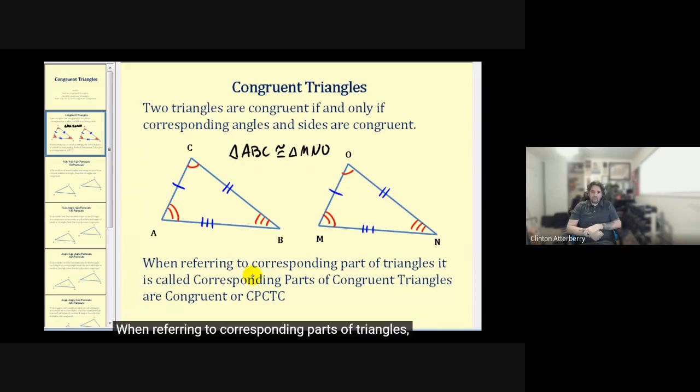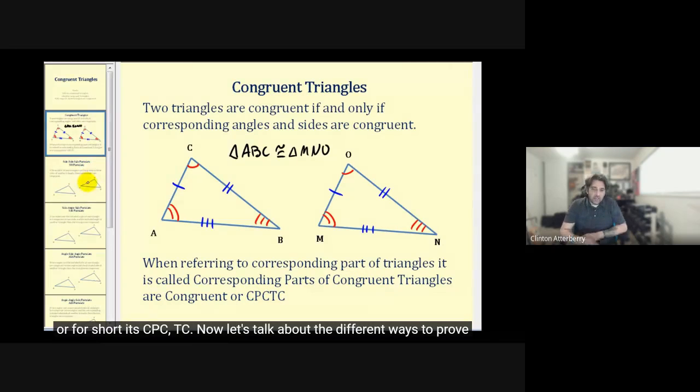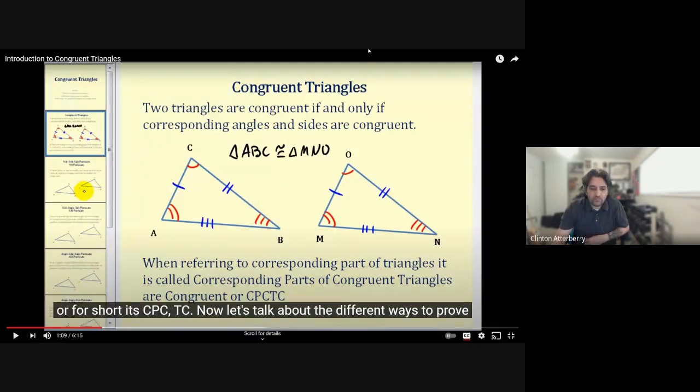When referring to corresponding parts of triangles, it is called corresponding parts of congruent triangles are congruent, or for short, CPCTC. Now let's talk about the different ways to prove that congruent parts of congruent triangles are congruent. CPCTC is more commonly used if we were working with proofs. We're kind of skipping over that for right now.